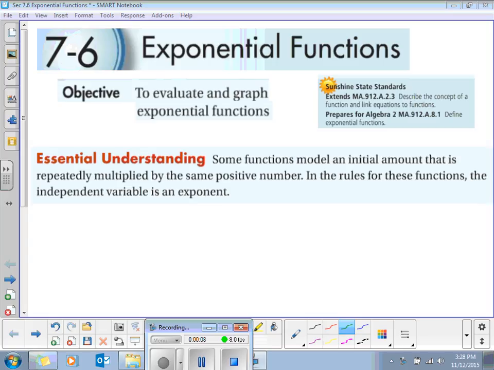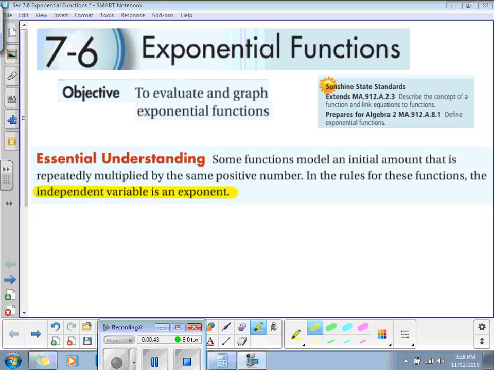7.6 is exponential functions. Some functions model an initial amount that is repeatedly multiplied by the same positive number. What's repeated multiplication? How do I write repeated multiplication? Exponents. That's the reason why these are called exponential functions. In the rules for these functions, the independent variable is the exponent.